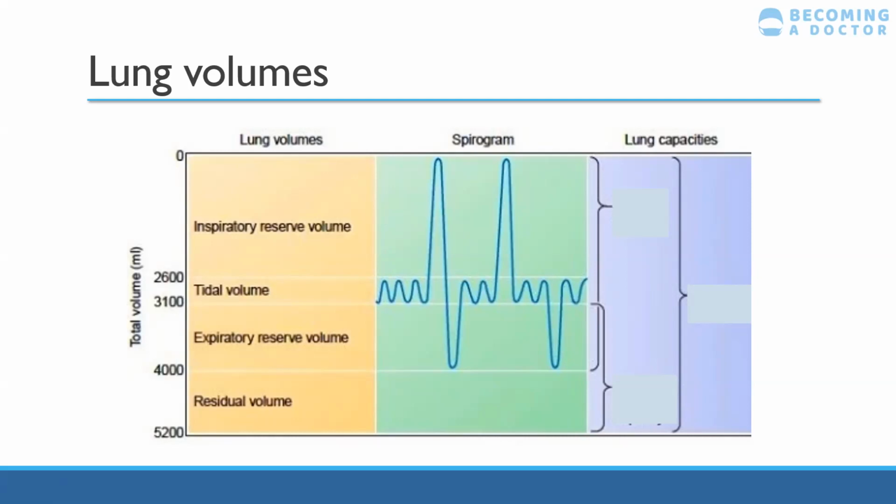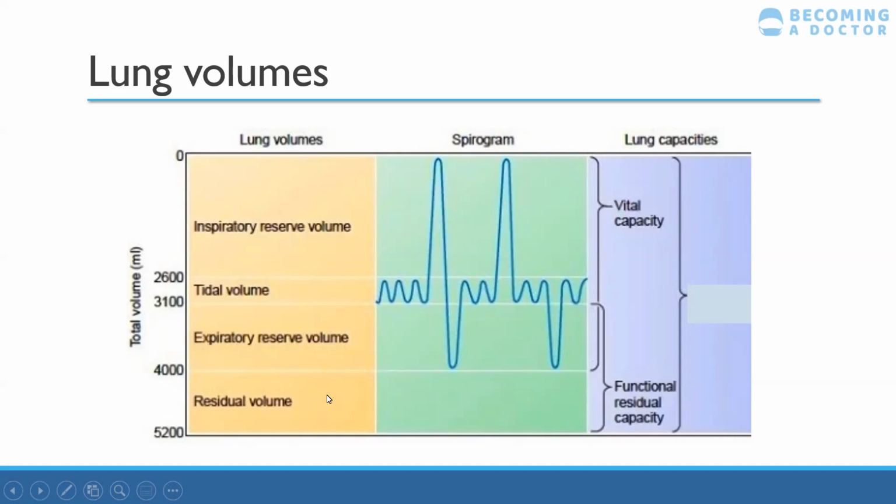overlap each other. So you've got your vital capacity, which is the maximum amount of air that can be exchanged in your lung. So that's the inspiratory reserve and the expiratory reserve volumes and the tidal volume added together. You also have your functional residual capacity, and that's the volume of air left in the lungs after a normal quiet expiration. So it's the expiratory reserve volume plus residual volume.